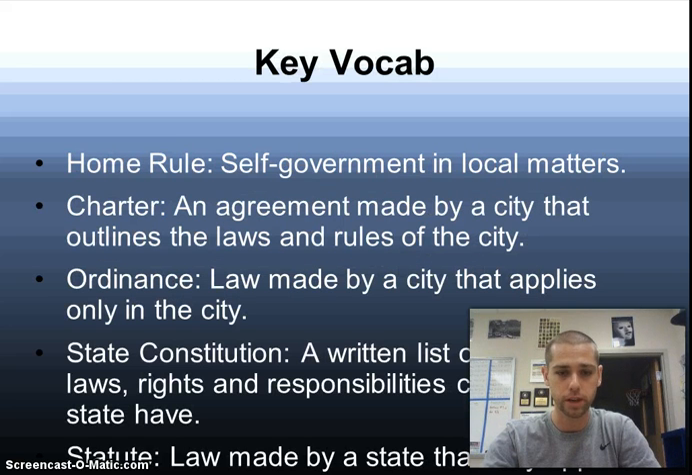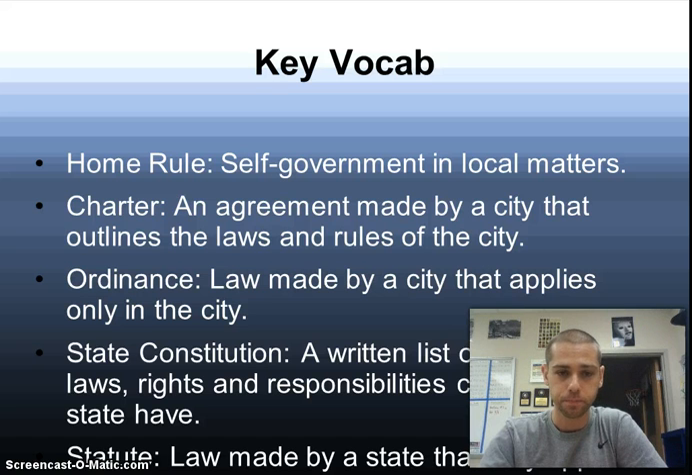We've got a little bit more key vocab. I know the bottom part, statute, is cut off, so make sure you're listening carefully, and if my head's in the way, I apologize, but that's just how this program works. Home rule means self-government in local matters. So if there's an issue going on in Orlando, it means that the Orlando government is the one solving it. They're not being solved or handled by the whole state government or a national government.